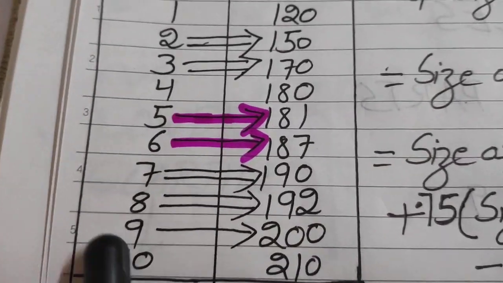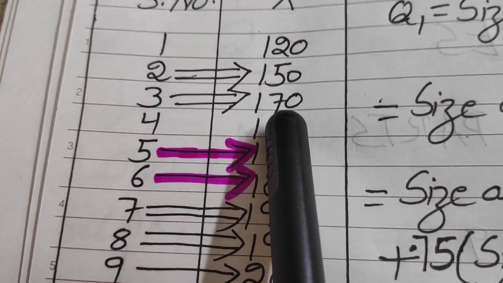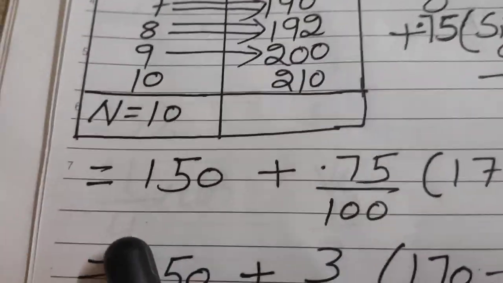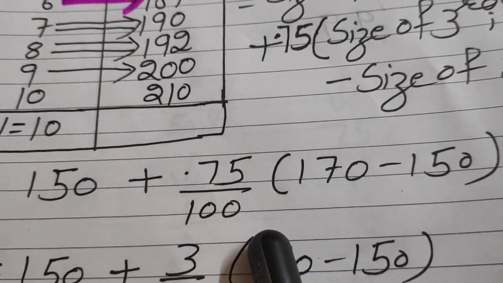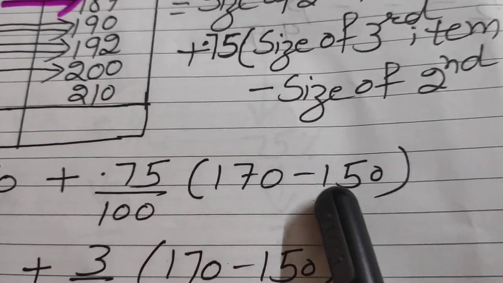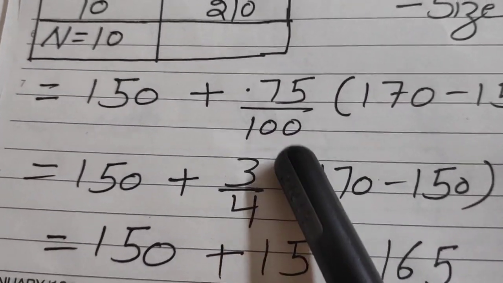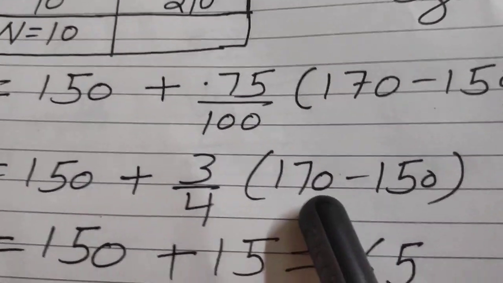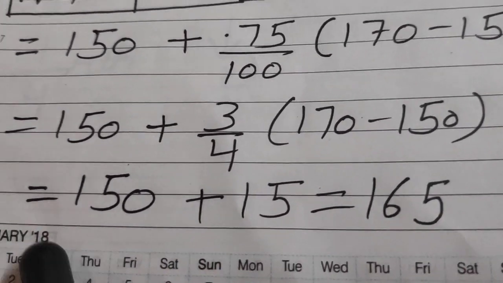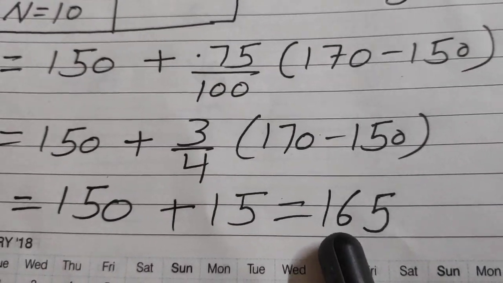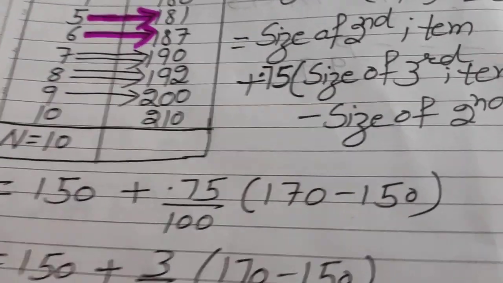Now what is the size of second item? See here, size of second item is 150 and size of third is 170. By putting the value here, size of second is 150 plus 0.75 upon 100 into (size of third is 170 minus size of second). 0.75 by 100 means 3/4. Then 170 minus 150, by calculating we get the value 165. This is the value of first quartile, that is Q1.